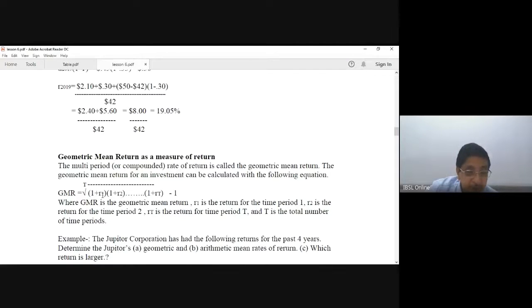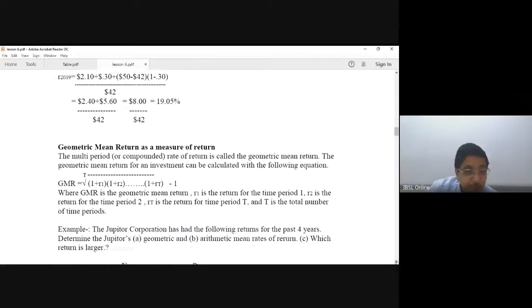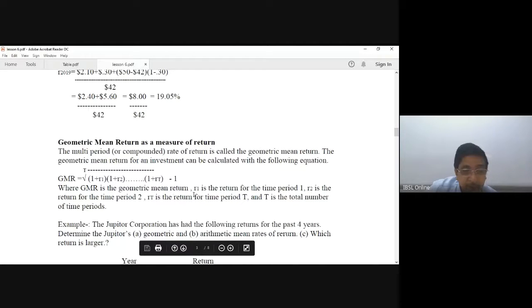And say you have 3 rates here, then you have to get the third root. When you have 2 rates, you get the square root. When you have 5 rates, you have to get the 5th root. Then minus 1. That will give you the GMR. And this is a simple thing. And if you have a calculator with you, then it is not so difficult. Where GMR is the geometric mean return.